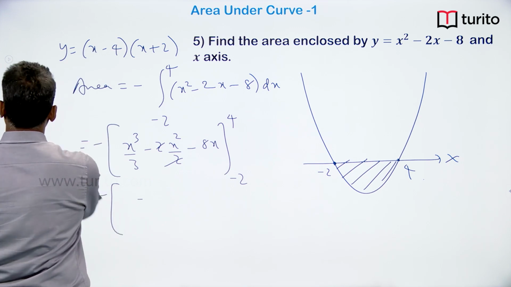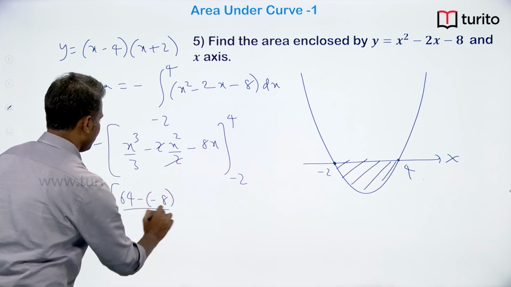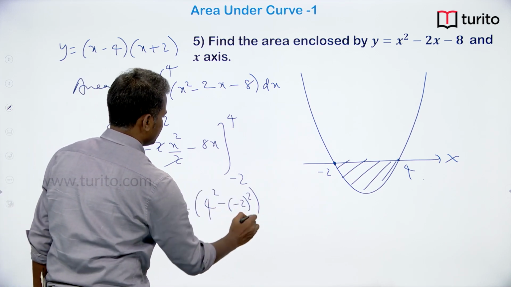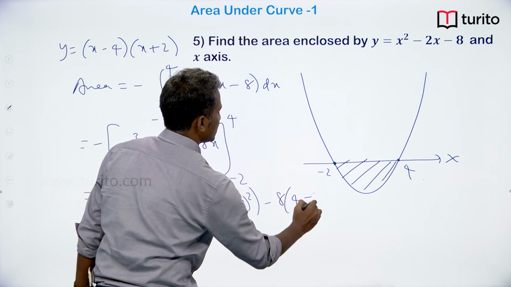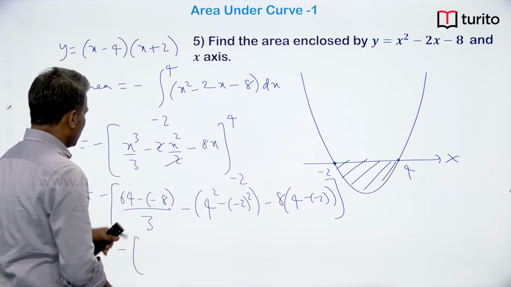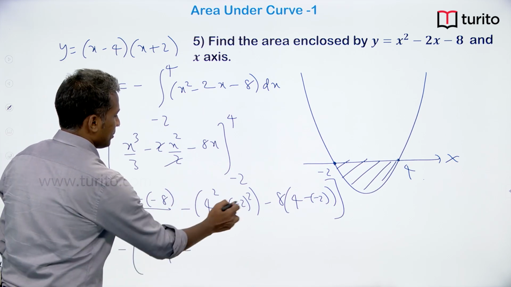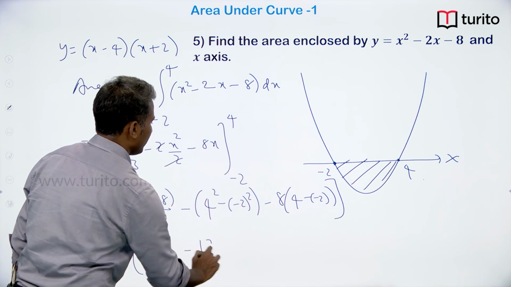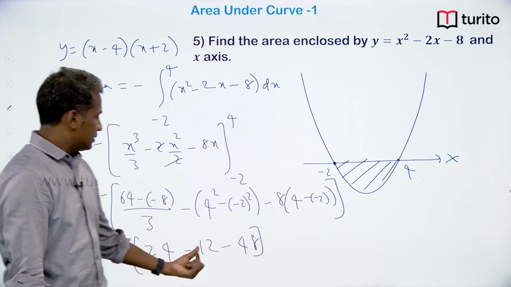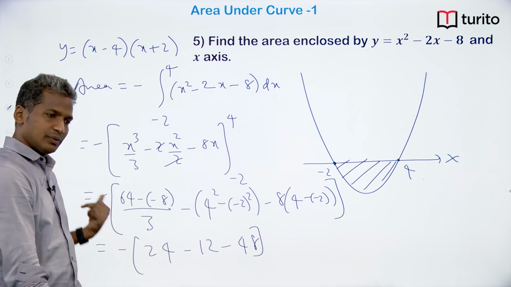So 4 cube is going to be 64. So I will directly write 64 minus minus 2 cube, which is minus 8, divided by 3, minus 4 square minus minus 2 square, minus 8 into 4 minus minus 2. Now we have to simplify this. So what do we get here? Minus into 64 plus 8 is 72, 72 by 3 is 24, minus here 16 minus 4 is 12, 8 into 6 is 48. So what are we getting? 12 plus 48 is 60, 60 minus 24 is 36, minus 36 into minus sign, it is going to give you plus 36.